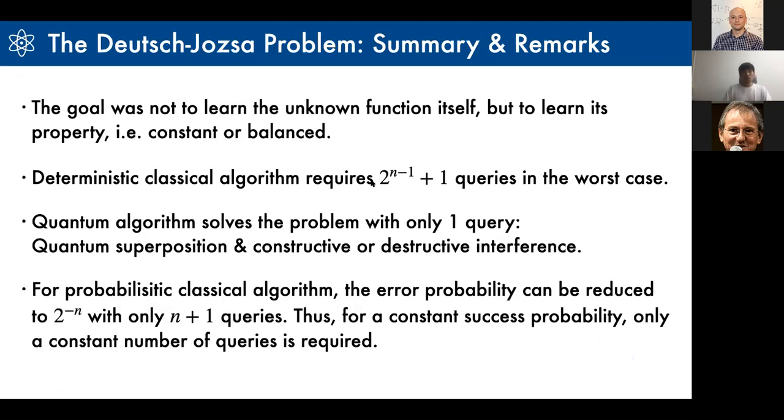Okay, so just to summarize, remember the goal was not to learn the unknown function itself, but to learn its property, whether constant or balanced. For doing this type of task, a quantum algorithm can be useful. In a deterministic classical algorithm, you need roughly exponentially many queries in the worst case. Then it turns out the quantum algorithm solves this problem with only one query. We used quantum superposition and constructive or destructive interference.